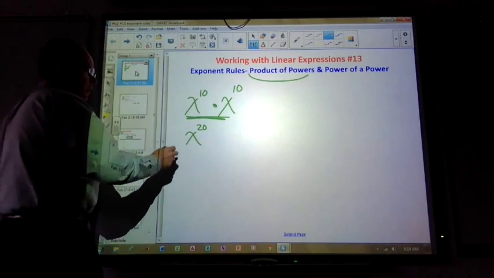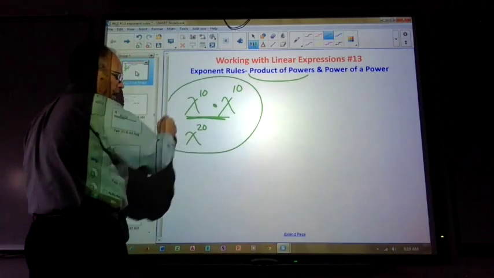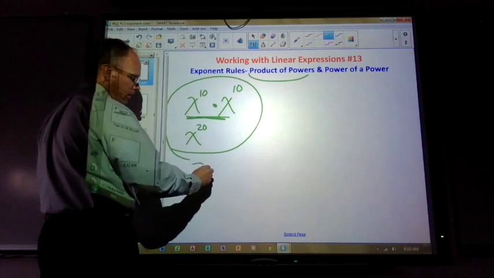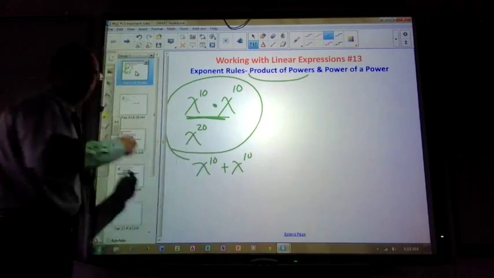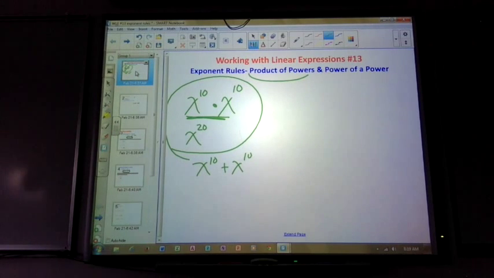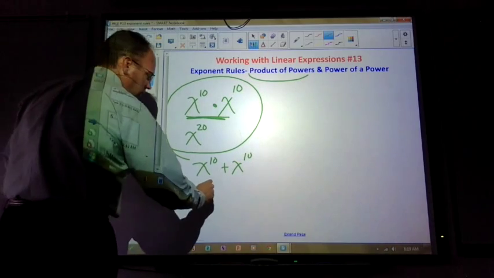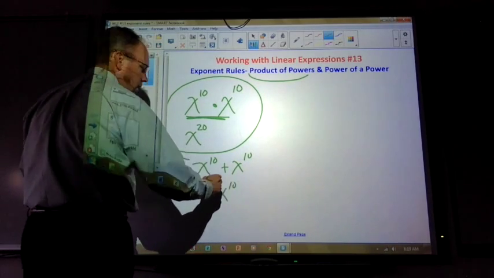Now, where some of you are going to make an error on this, as well as me, obviously, if I had x to the 10th plus x to the 10th, now I'm adding them together. So how many x to the 10ths are we talking about? There's 2 of them. So this answer would be 2x to the 10th if we were adding.